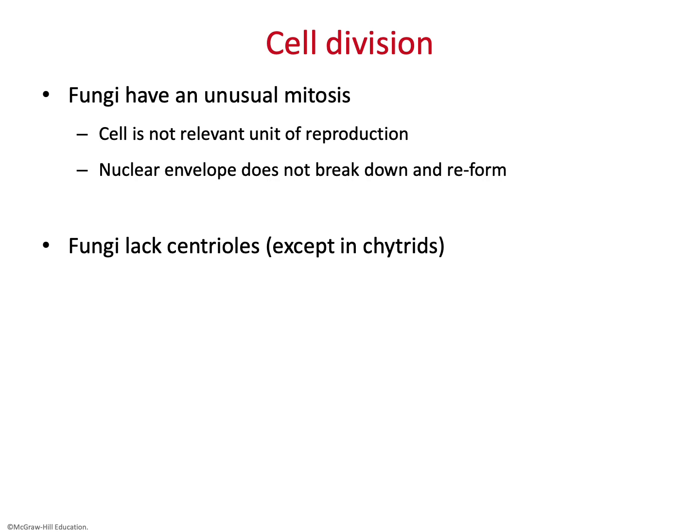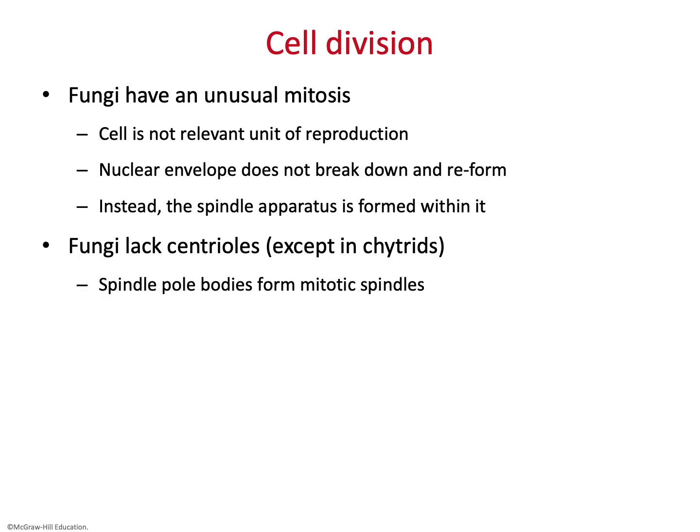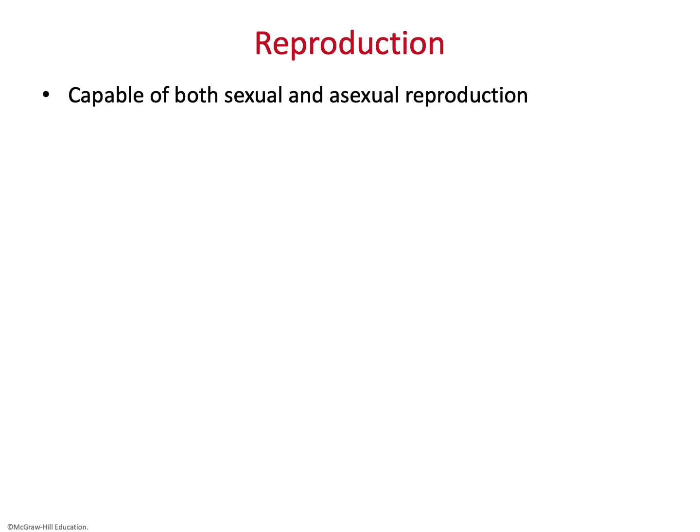In many fungal mitosis, the nuclear envelope does not break down. So the mitotic spindle forms within the nucleus. Except in chytrids, mitotic spindles are formed using spindle pole bodies, and centrioles are actually absent. So this is how cell division occurs in fungi.